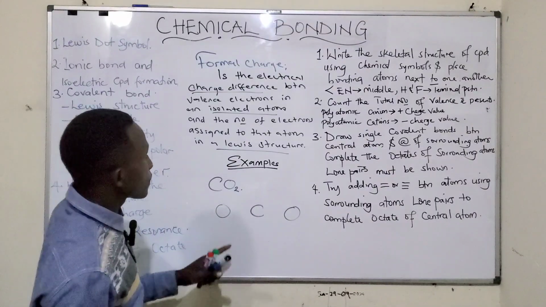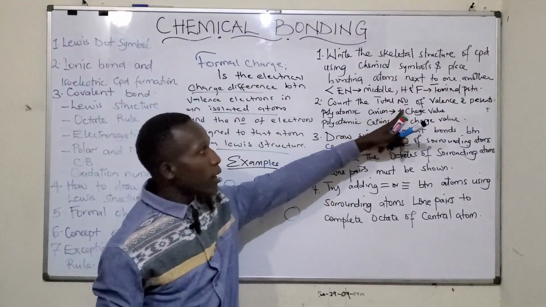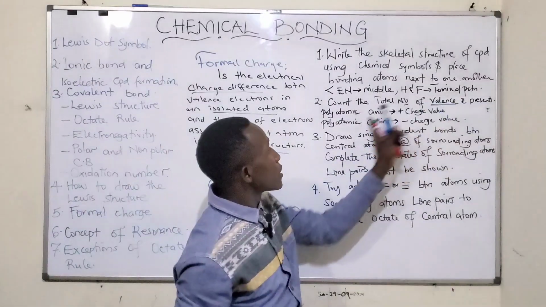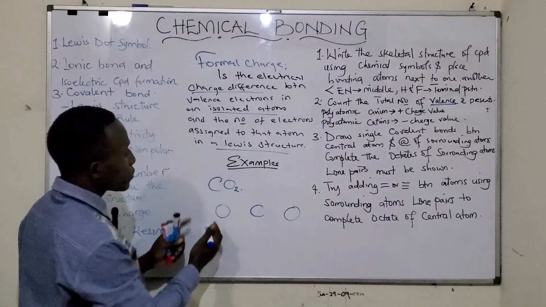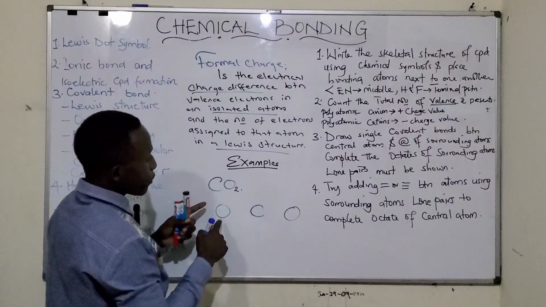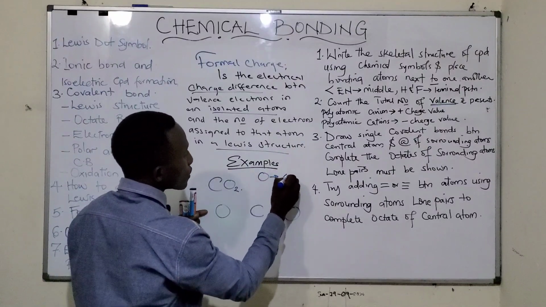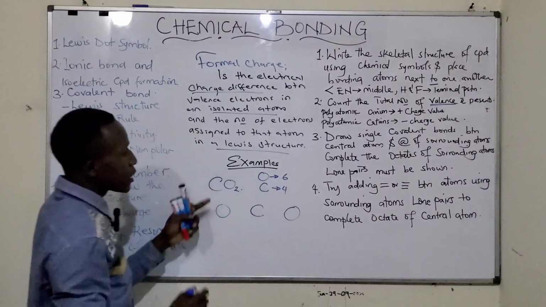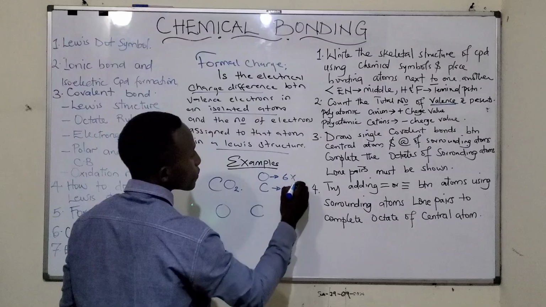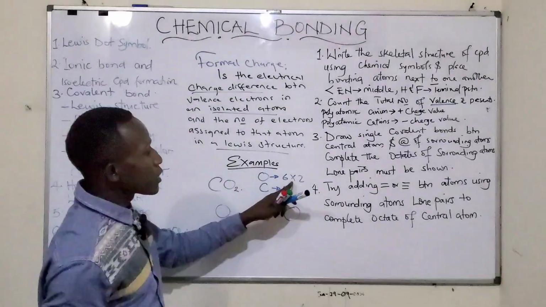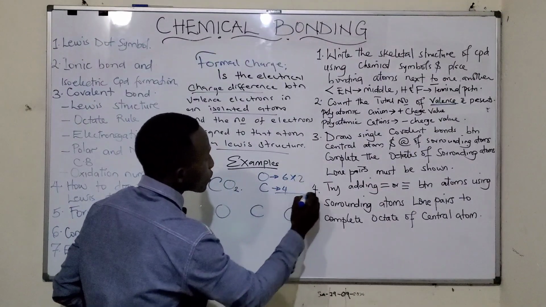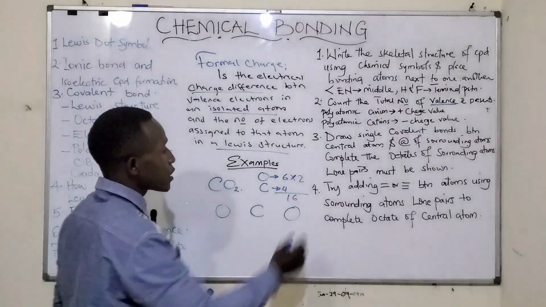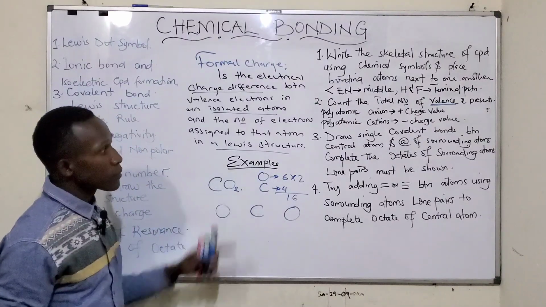That's the first step. Second step, count the total number of valence electrons present in the molecule. So in this molecule, the total number of valence electrons: remember, oxygen has 6 valence electrons and carbon has 4. But here we have 2 oxygens, meaning that we multiply by 2. So the total number of electrons here is 16, 12 plus 4. That's the total number of electrons in this molecule.